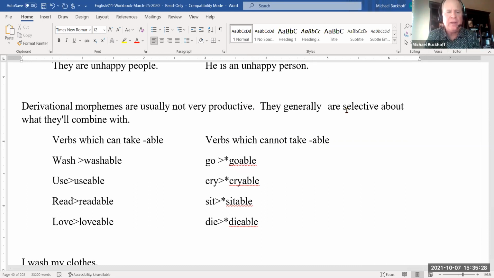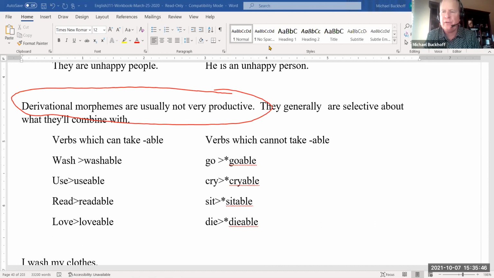So what am I saying here? I'm saying that the able ending likes transitive verbs, but it does not like intransitive verbs. And that illustrates the point that I'm trying to make here, that derivational morphemes are usually very selective. And that makes them very troublesome for language learners, either children or adults.